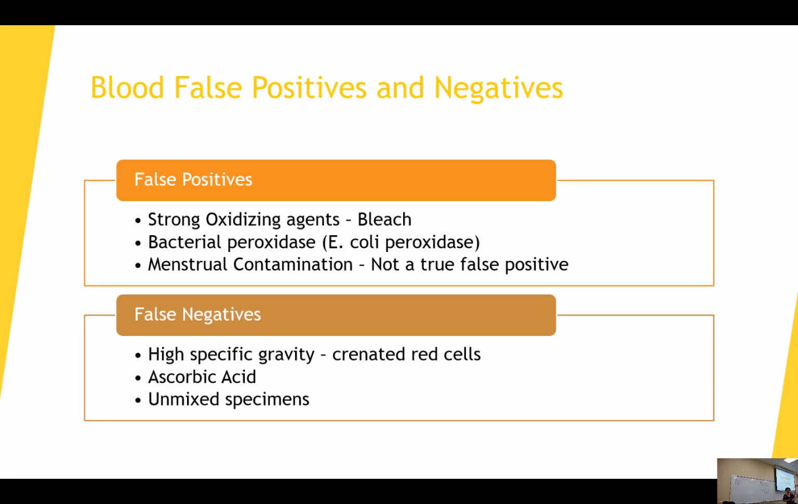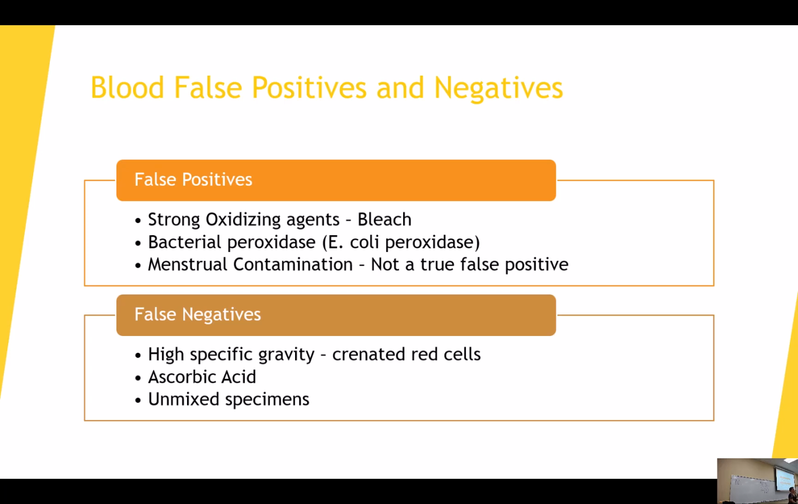Now, our false negatives: high specific gravity is going to crenate the cells, and when the cells are crenated and they hit the pad, they're not going to burst. In order for the pad to work, the cells have to hit the pad and burst. Think of a water balloon. If you fill it all the way nice and full, when it hits the pad, when it hits anything, we can throw it around and they're going to be busting all over the place. If I only put a little bit of water in a water balloon, we can throw that water balloon all over the place and it's never going to burst. So that's what we're looking at here: if the cells are crenated and they hit the pad, they're not likely to burst, and you're going to have some false negatives.